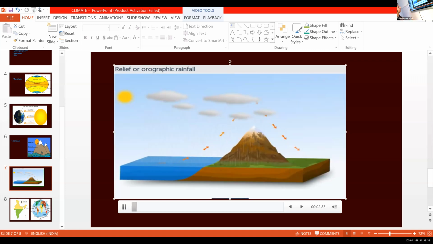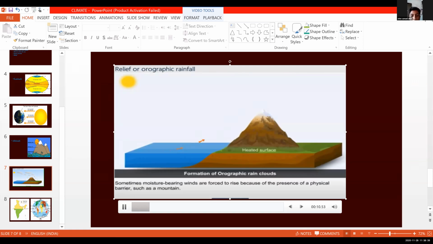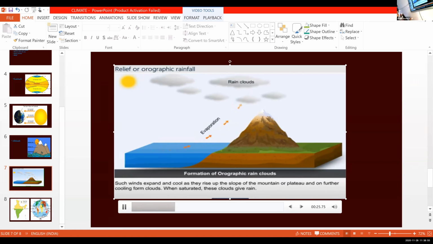Relief or orographic rainfall. Sometimes moisture-bearing winds are forced to rise because of the presence of a physical barrier, such as a mountain. Such winds expand and cool as they rise up the slope of the mountain or plateau, and on further cooling form clouds. When saturated, these clouds give rain. This rain is called relief rain because it is caused by the relief feature coming in the way of the wind. The side of the relief feature that faces the moisture-bearing winds is called the windward side. This is the side that receives most of the rainfall. The other or opposite side is called the leeward side, which receives very little rainfall as the winds descend and get warm. This leeward side is also often called the rain shadow region.